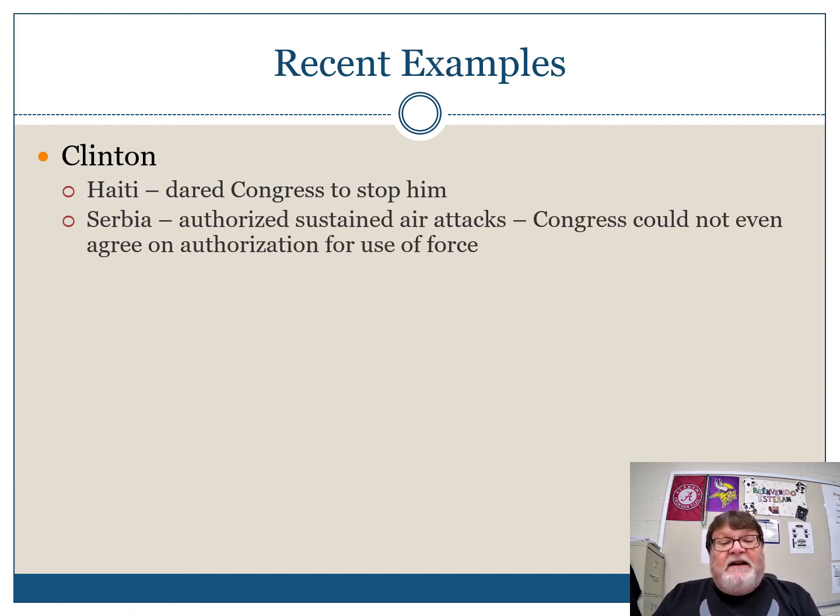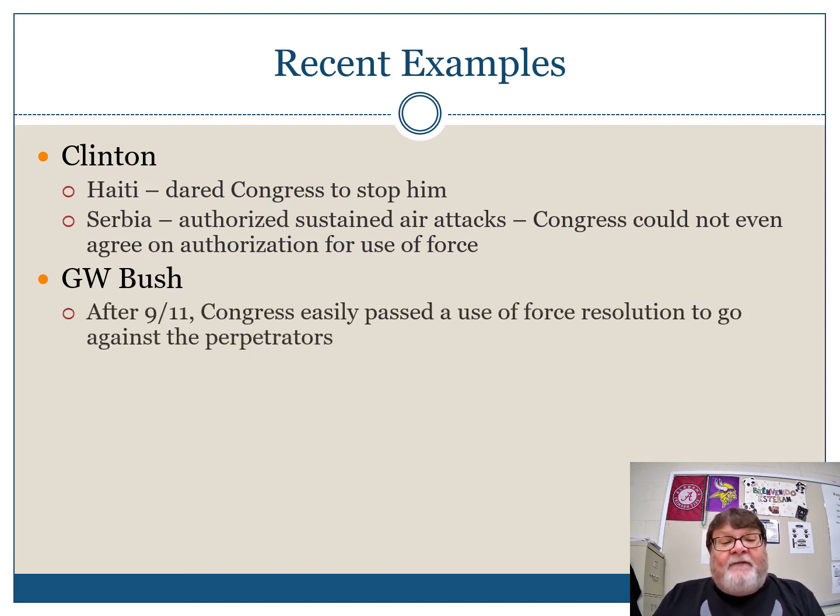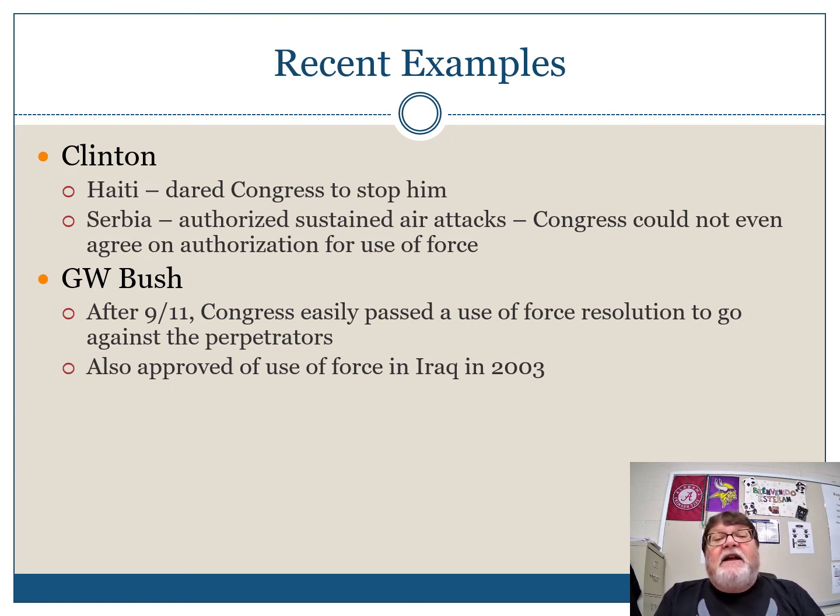Serbia, he authorized sustained air attacks. Congress could not even agree on an authorization for the use of force, so there wasn't one. He just continued to do it. George W. Bush, after 9/11, Congress easily passed a use of force resolution to go against the perpetrators of 9/11. And then shortly after that, also approved use of force, a little closer vote, for Iraq in 2003. But again, not declarations of war, authorizations for the use of force. So the War Powers Act, it might be working, might not be working, but there it is.